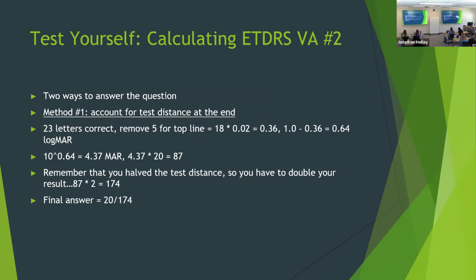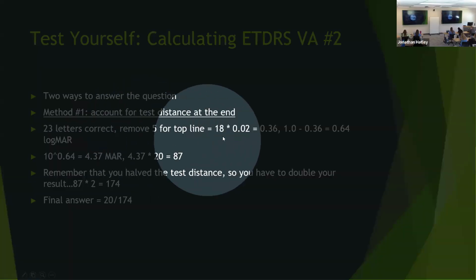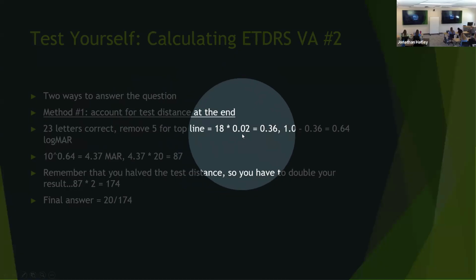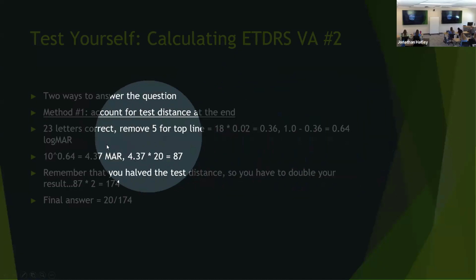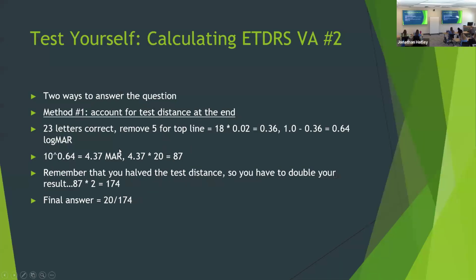You can account for the test distance at the end. And so you can do it the exact same way we already have, where you multiply the total numbers times 0.02, and then subtract that from 1, and so on and so forth. Once you get down, you've got the MAR, you multiply it by 20 to get the Snellen denominator.